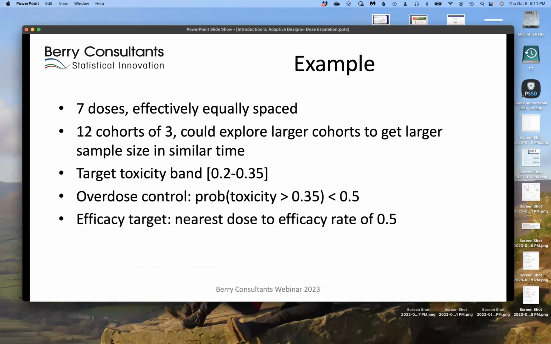So if we look very quickly at a slightly different example I've created, I've only got 7 doses. They're equally spaced. I've got a smaller number of cohorts, 12. I've stuck to the cohort size of 3. The toxicity band is a little higher, between 0.2 and 0.35. And my overdose control is simply that the probability that the toxicity is above 0.35 shouldn't be greater than 50%. And for efficacy, I'm targeting the minimum dose with an efficacy rate of 50%.